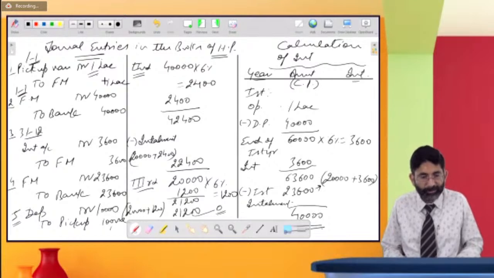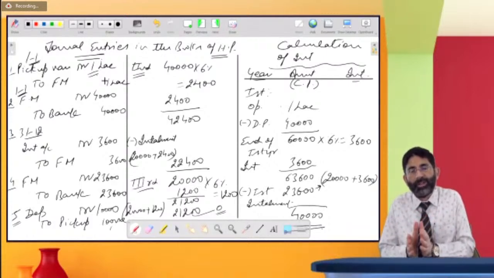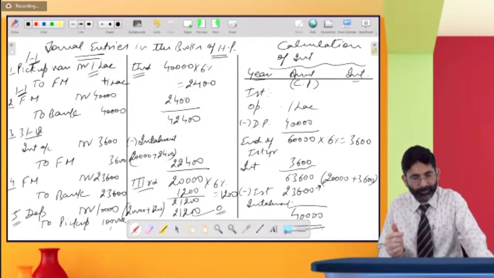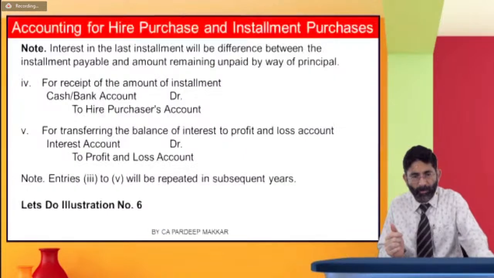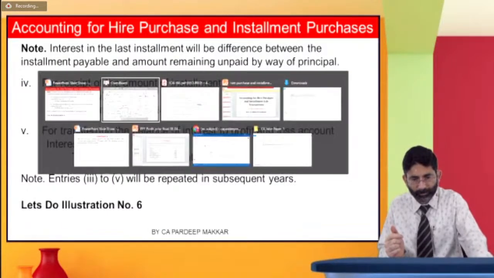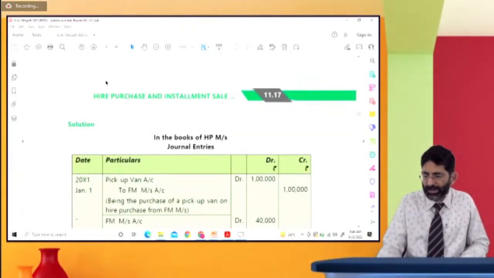Next entry is very good. Profit or loss account debit to depreciation, to interest. We have to write down interest. We have to write down depreciation. We will write off both. So this is the way how you have to present it.